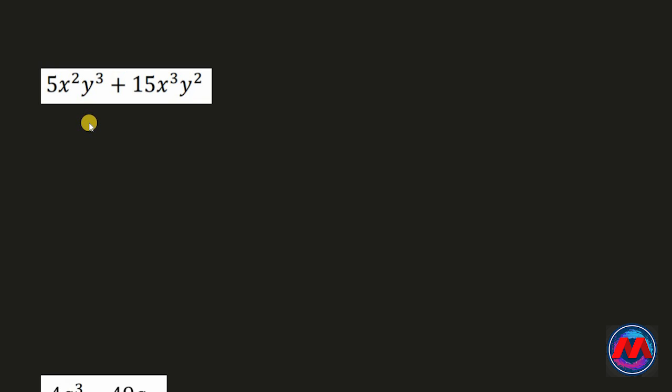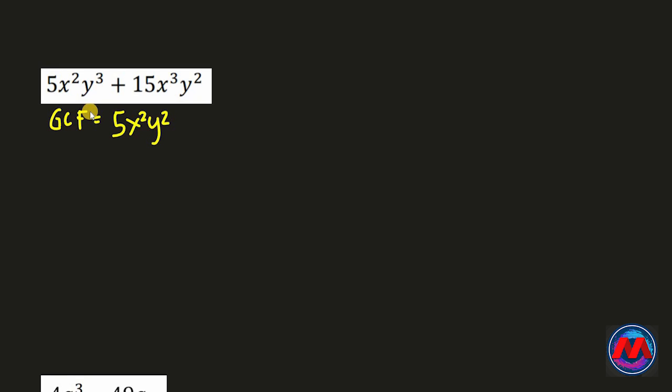Okay, we notice again that this has a greatest common factor. They both have x variables and y variables, and they are also divisible by 5. So we can conclude that the GCF is 5x squared y squared.